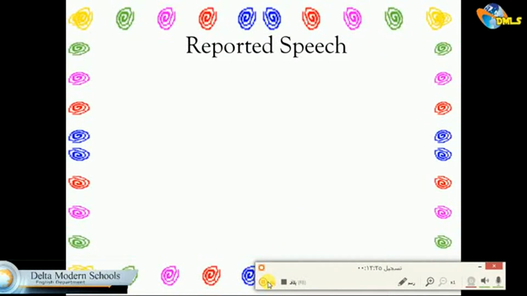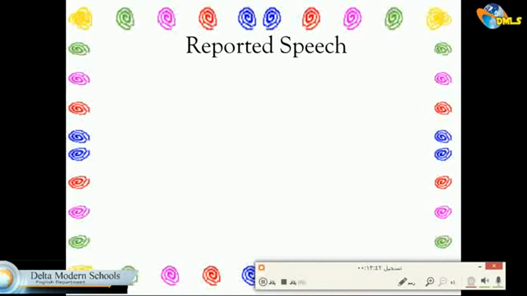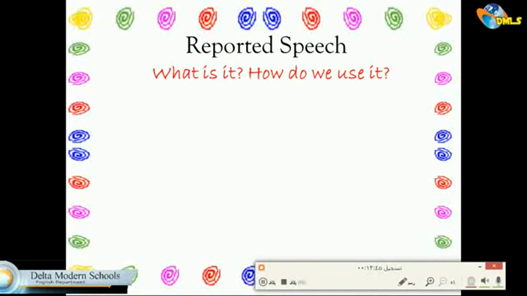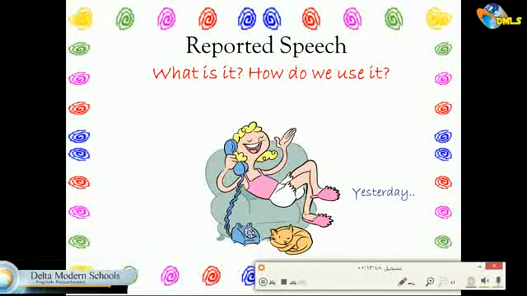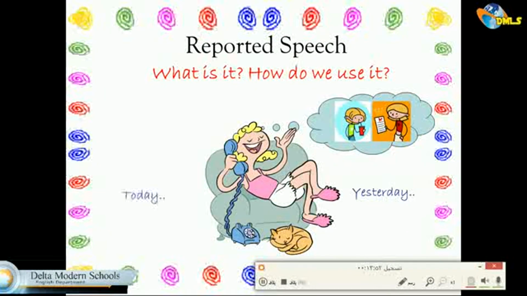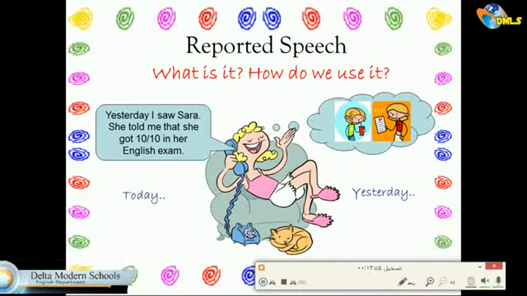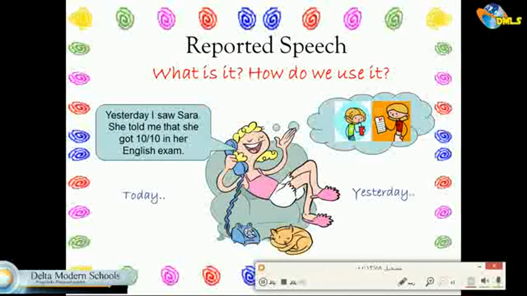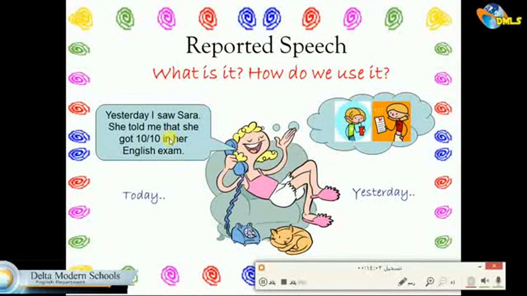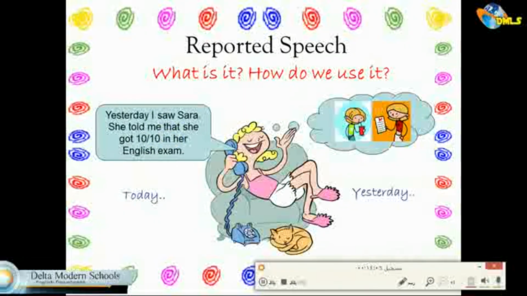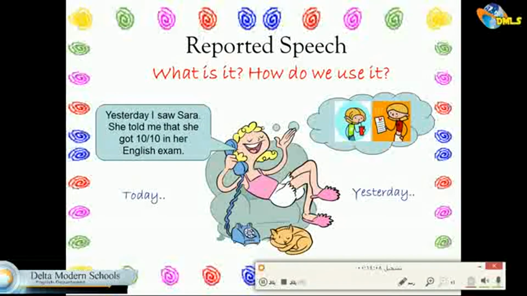Now we are going to start the grammar of Unit 9A, reported speech. So, can you tell me, what is it? Or how do we use it? Let's find out. Here we have an example. The girl is saying, yesterday I saw Sarah. She told me that she got 10 out of 10 in her English exam. Of course, she is talking about something from the past. So, she is reporting it now. So, did you get it?